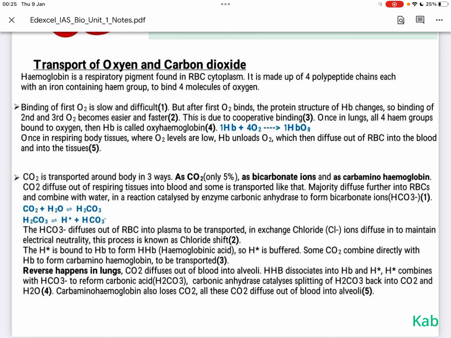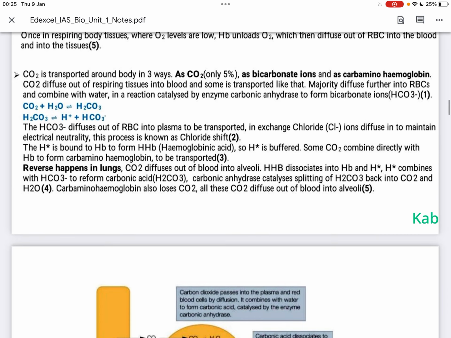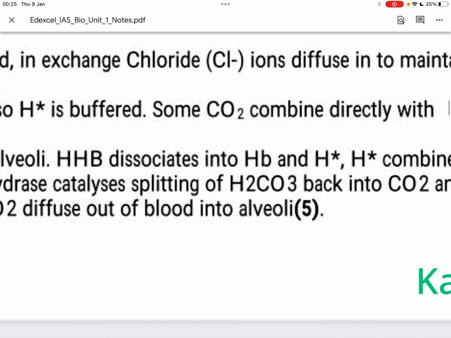Carbon dioxide is transported around body in three ways: as carbon dioxide, only 5%, as bicarbonate ions, and as carbaminohemoglobin. Carbon dioxide diffuses out of respiring tissues into blood, and some is transported like that. Majority diffuse further into RBCs and combine with water in the reaction catalyzed by enzyme carbonic anhydrase to form bicarbonate ions. This is a lot of chemistry that I don't like. So we're just gonna skip this part and just focus on it in the revision part because it's more into numbers and stuff.